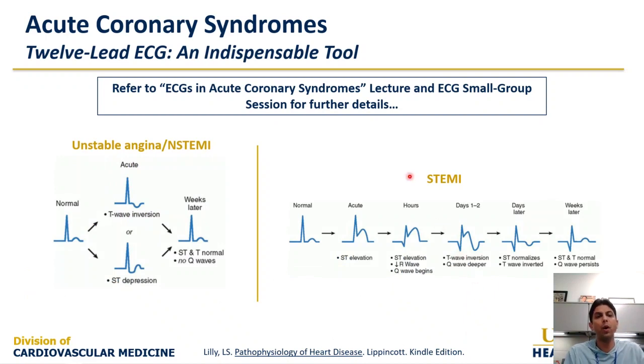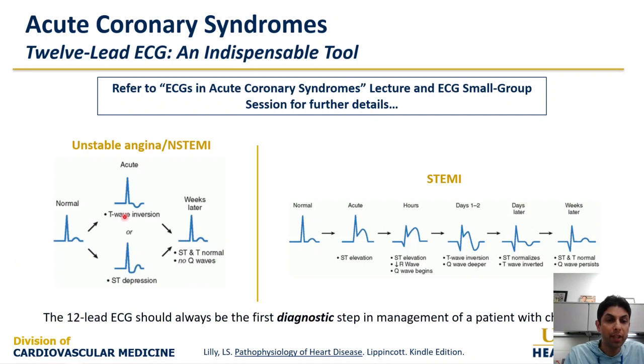Now, we talked about how the 12-lead ECG is an indispensable tool in the evaluation of acute coronary syndromes. So this is beyond the scope of this lecture. It will definitely lengthen this lecture if we go into too much detail in terms of 12-lead electrocardiogram. So please refer back to your lectures on ECGs and acute coronary syndromes that was given by Dr. Venugopal. And then, of course, refer back to your ECG small group session for further details.